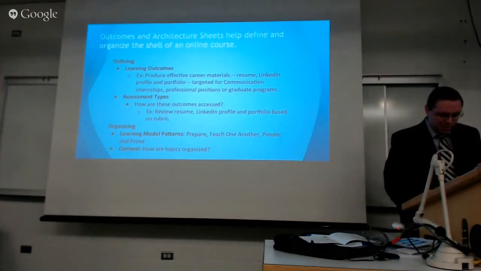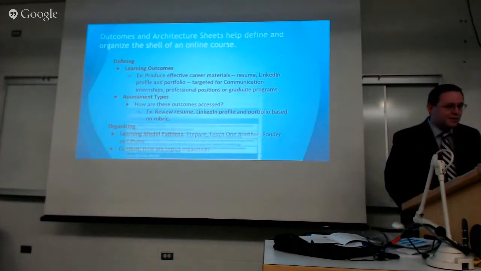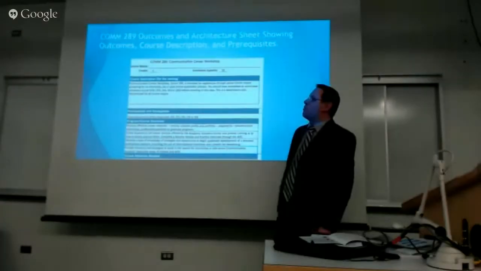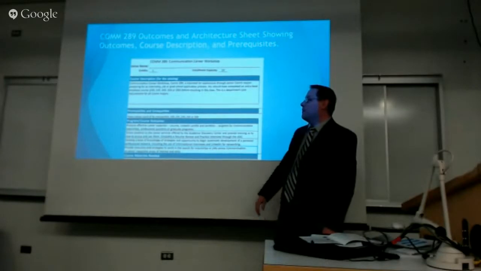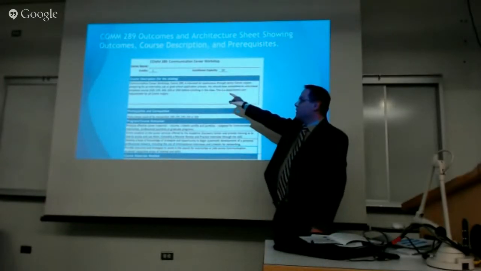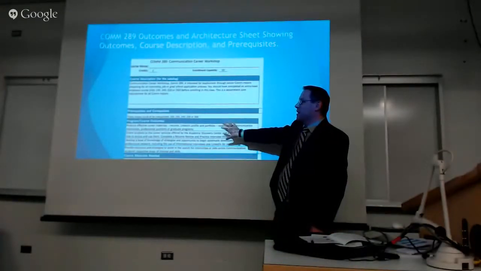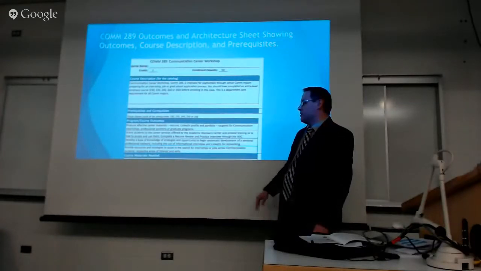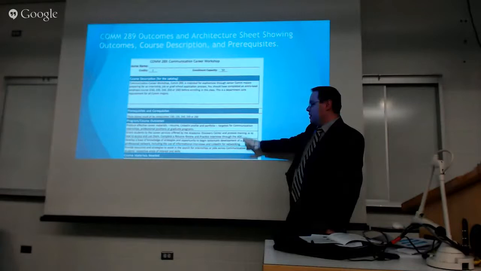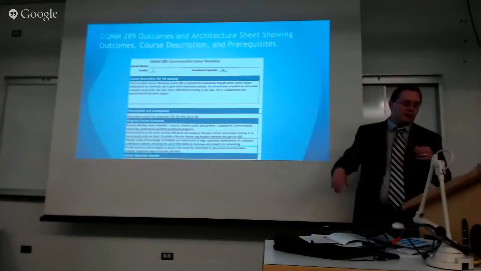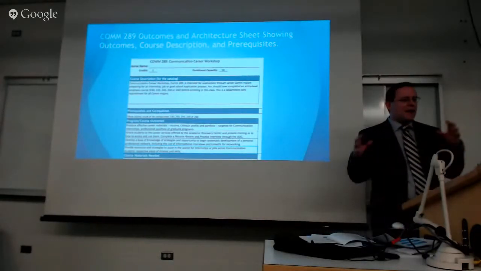As an example of that, here's a course outcome in architecture for a course that I'm working on right now for COM. It's 1 credit. You can see the enrollment capacity. We have the description. One of the key parts is the outcomes, and also prerequisites. Not shown on this example, unfortunately, are the assessments that go along with those outcomes. But that really is our starting point.